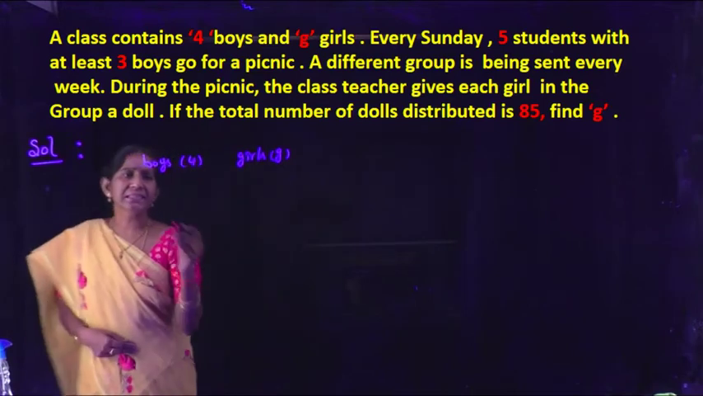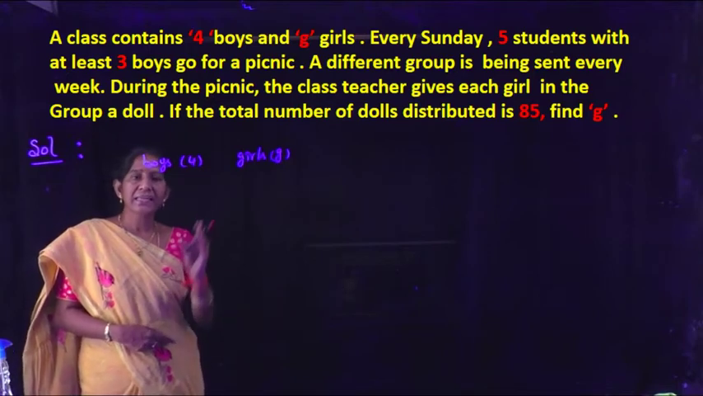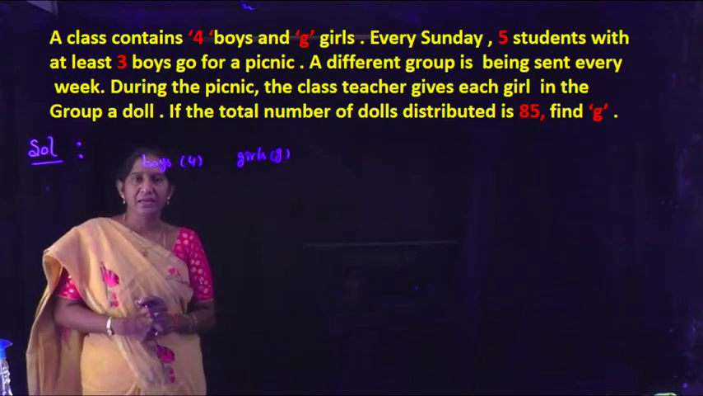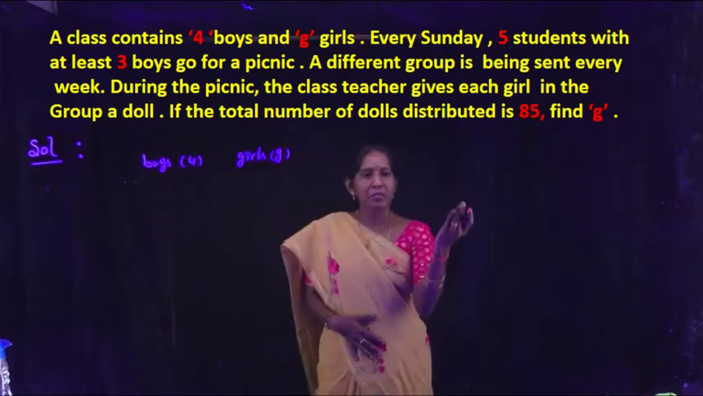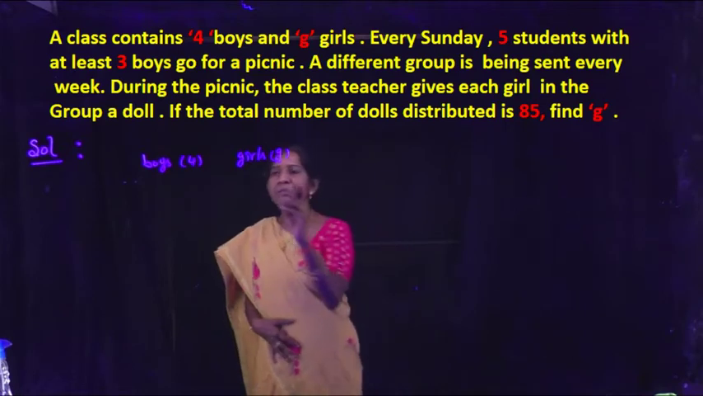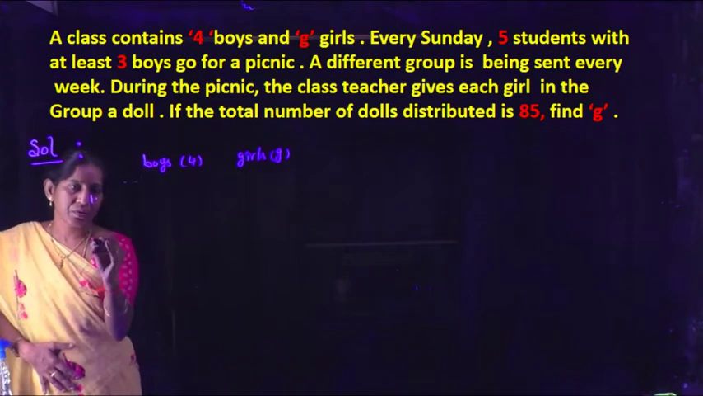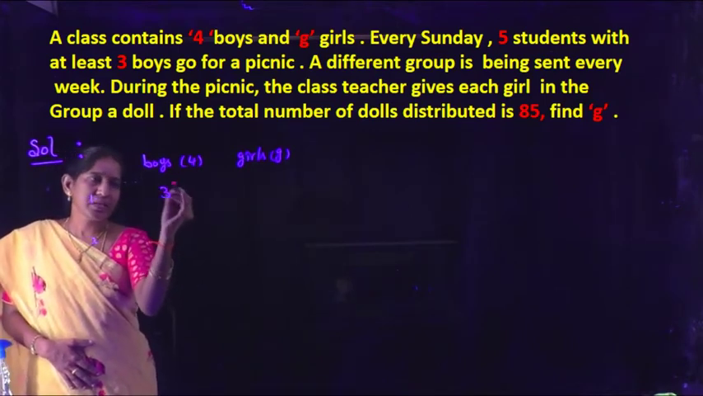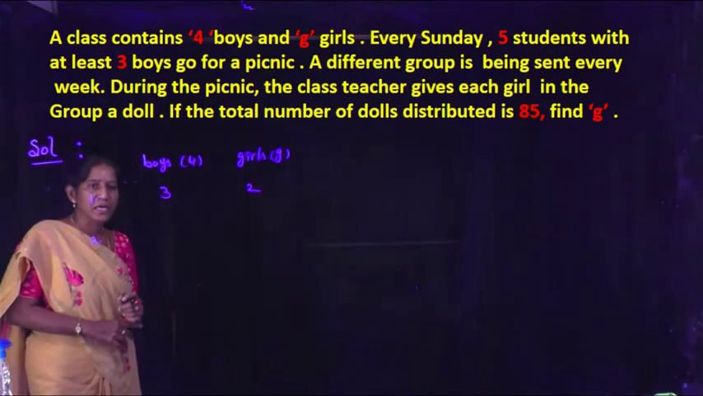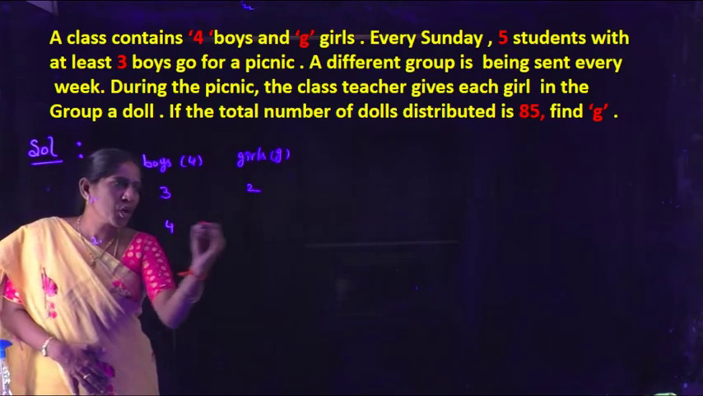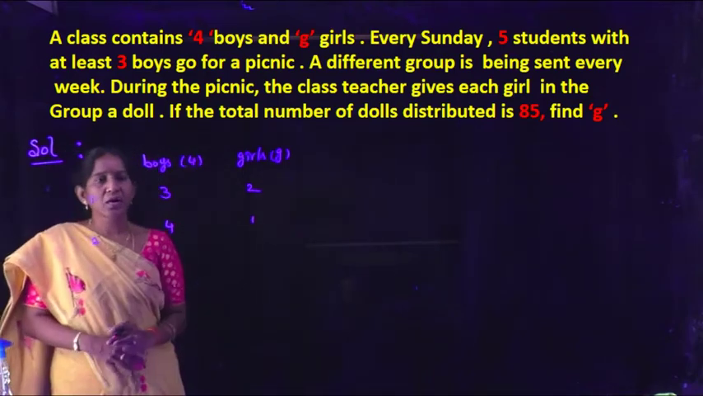So, since 5 students go to a picnic, at least 3 boys go for a picnic. At least 3 boys means we can choose 3 boys or 4 boys. Given 4 boys are there. So there will be 2 types. One is 3 boys and 2 girls. So total number of students, 5 students are there. And 4 boys and 1 girl. Total number of students here also 5.